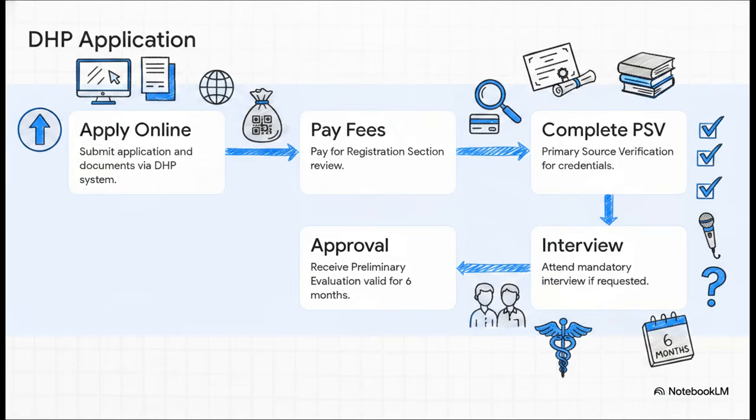Let's break that whole process down into some really simple steps. First, you submit your application and all your documents online through Sharian. Second, you pay the required fees. Third is that mandatory primary source verification we just mentioned. Got to prove those degrees are genuine. Step 4, you might actually be called for an interview if the DHP committee requires further clarification on anything. And finally, if everything checks out, you receive a preliminary evaluation approval. But remember, this preliminary approval is only valid for 6 months.